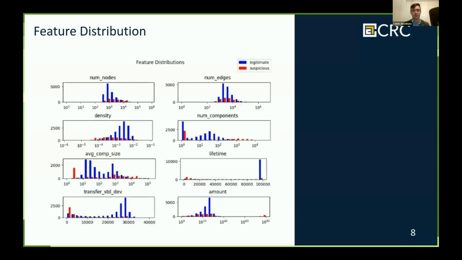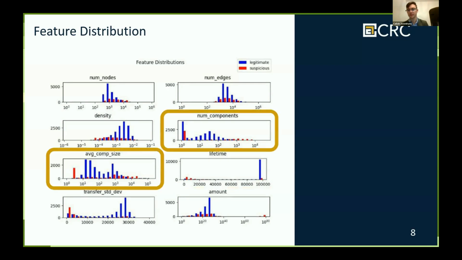So here you can see the distributions of the 8 features we considered, with the suspicious contracts in red. I'd like to draw attention to a few of these. First of all, like I said, lifetime we see borne out. The legitimate contracts are all going to be going the entire 100,000 blocks, and the scams are shorter. Very few last more than 20,000 blocks.